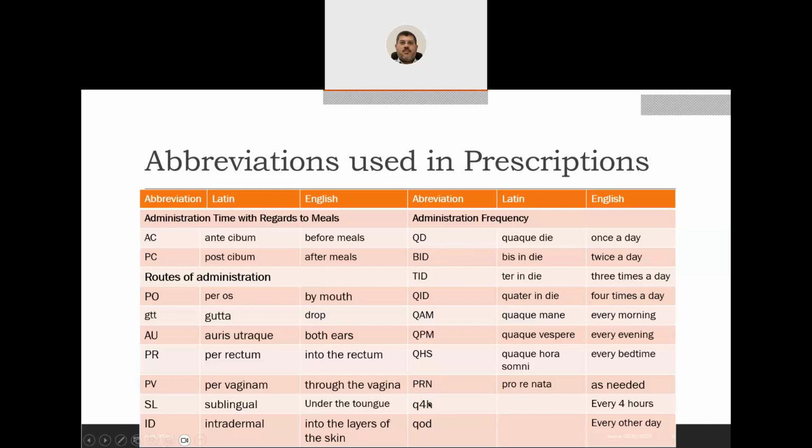Q, and then you put any number, and then H for hour, means every that number of hours. So Q2H means every 2 hours. Q6H means every 6 hours. Q12H means every 12 hours, and so on. QOD is every other day.